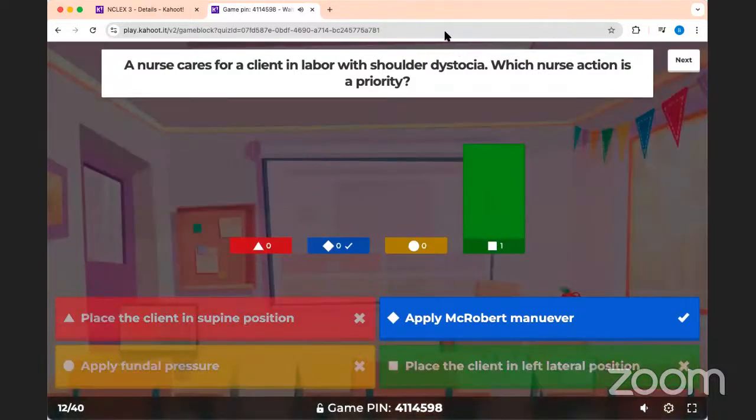So this is also another concept you should know, right? Whenever you see shoulder dystocia, it's a bridge. You should never apply fundal pressure. Putting mommy in the supine position is not going to help. This is the maneuver.